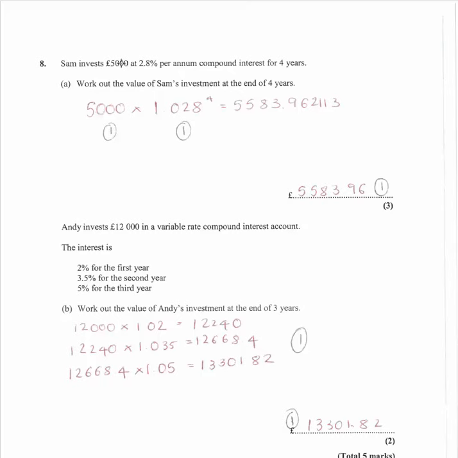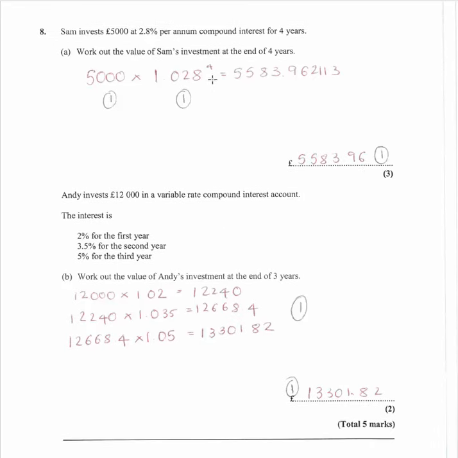So 5,000, because that's what you started with, multiplied by 1.028 for every one of those 4 years that money was in the bank. So 1.028 to the power of 4. Use your scientific calculator. There's your answer. And then finally round off to 2 decimal places because we're talking about money.